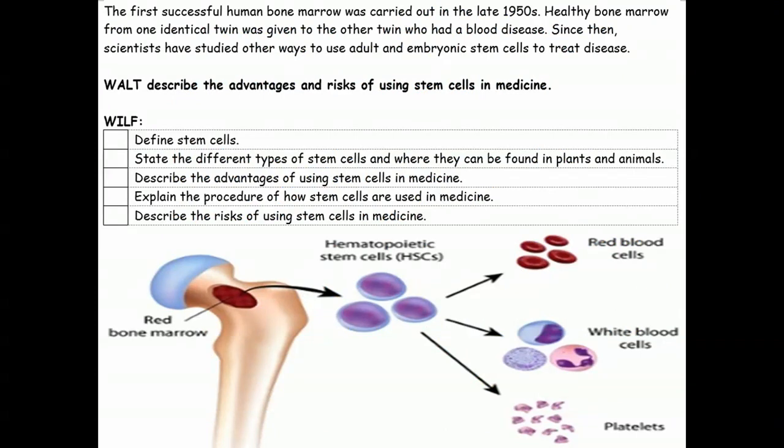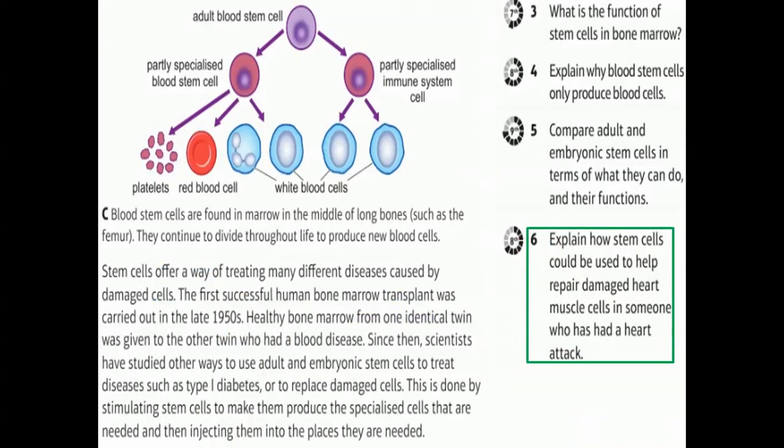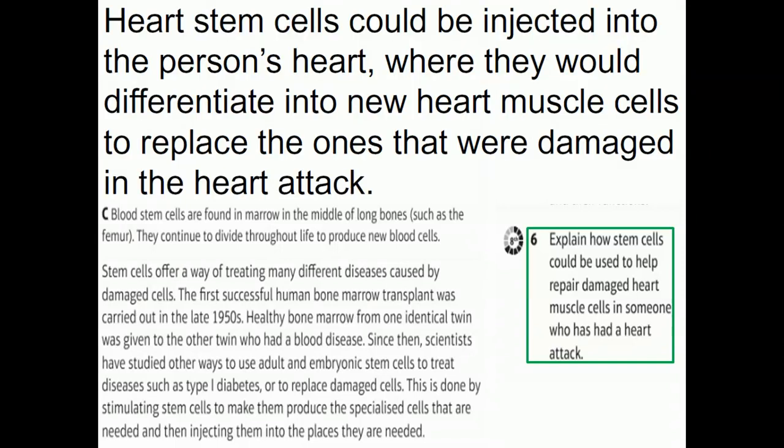One advantage of stem cells is the use in medicine. So for example, explain how stem cells could be used to help repair damaged heart muscle cells in someone who has a heart attack. Here, you would inject heart stem cells, and these are the tissue-specific adult stem cells, into a person's heart. And because, as we said earlier, stem cells do two things. First, they do mitosis, so that produces more of the stem cells. And then these stem cells will differentiate into new heart muscle cells to replace the ones that are damaged.